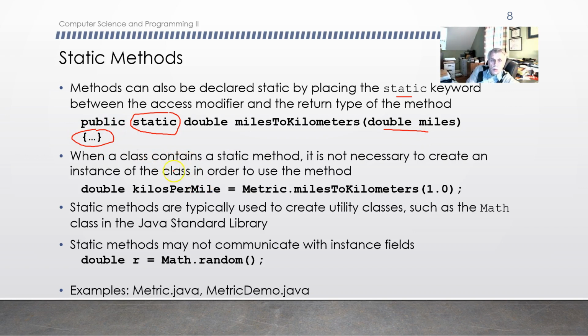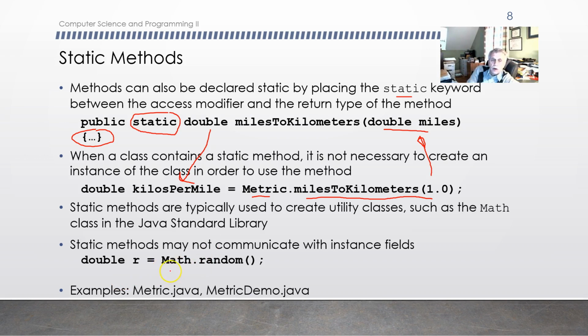Now, when a class contains a static method, as we said before, and we're obviously reiterating this point, it's not necessary to instantiate an object in order to use this code. So here we're invoking through the metric class this static member function called miles to kilometers, and we're passing it a value of 1.0. Okay, and that points back to what we were doing up here. And that's going to do its thing. It's going to return a double, and we're storing it in this variable.